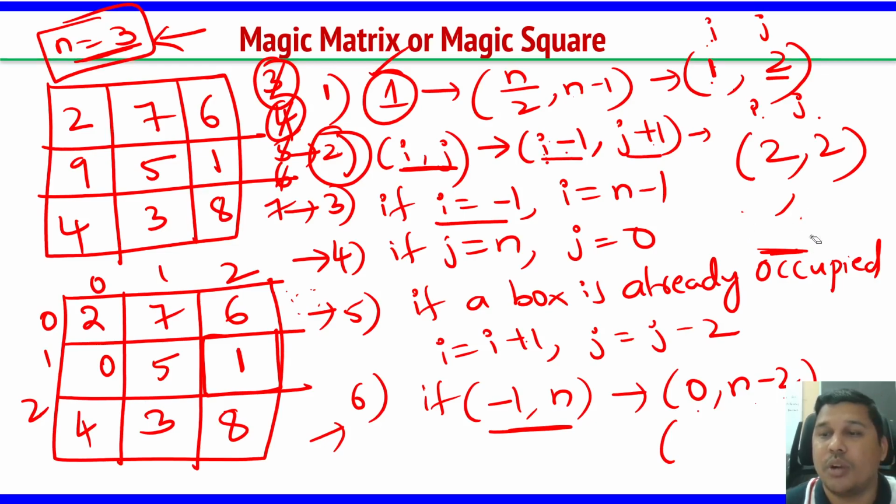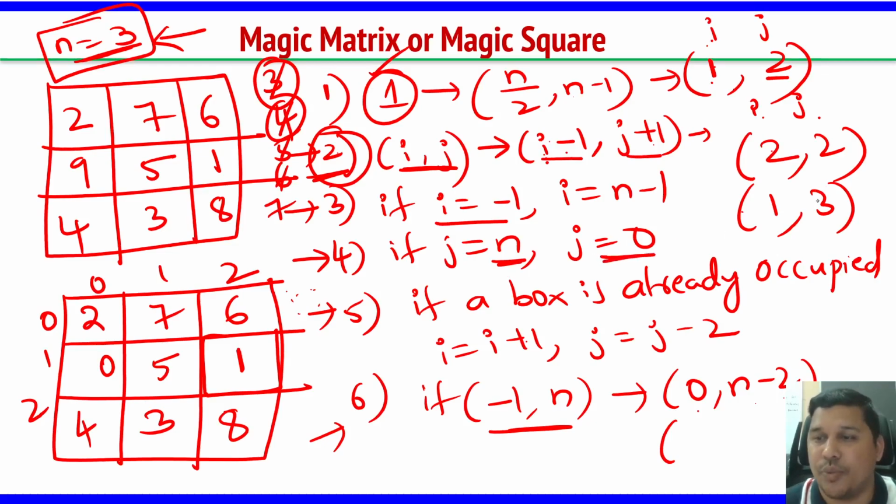Now again go back to rule number 2. What is rule number 2? If an element was at location I comma j, then the next element should be at location I minus 1, j plus 1. What is I minus 1? 2 minus 1, 1. J plus 1, 2 plus 1, 3. Here j is becoming n. So what do I have to do when j is becoming n? I have to make j as 0. So I have to fill number 9 at location 1 comma 0. Here I have to put 9.